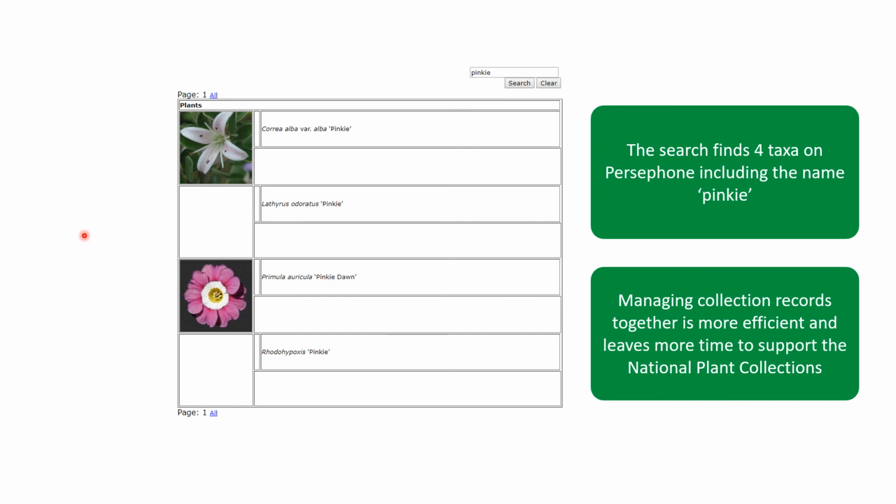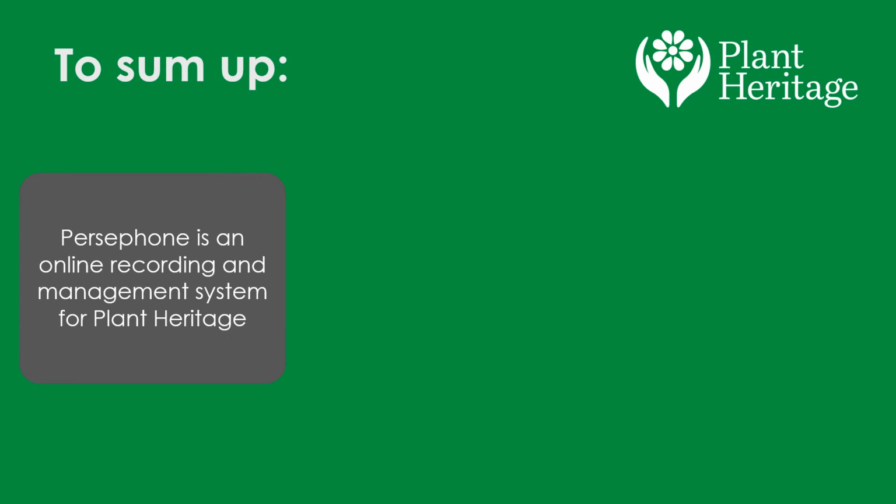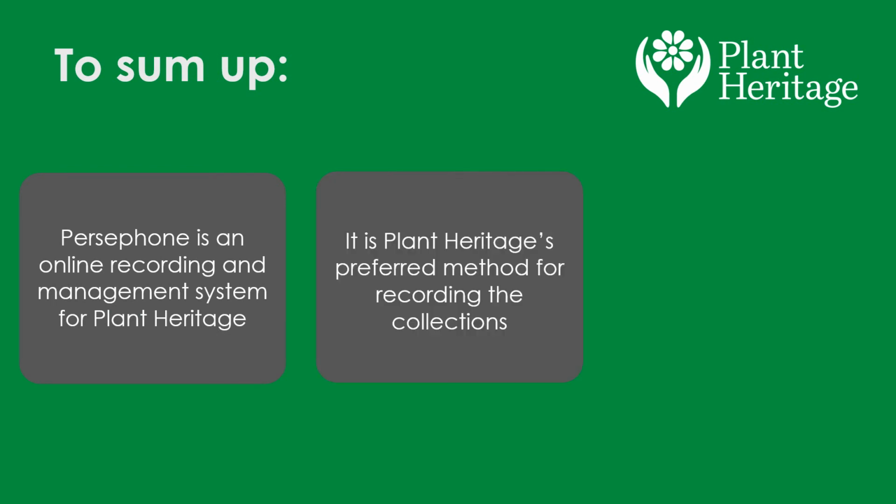At the risk of stating the obvious, you can see that managing the collection records through Persephone is a lot easier than having to collate spreadsheets and other files in different folders or filing cabinets, making for better use of time and better use of charitable funds. To sum up then, Persephone is an online recording and management system for plant heritage. It's Plant Heritage's preferred method for recording the collections for all collection holders and prospective collection holders who are not using another horticultural database such as IRIS or BGBase.